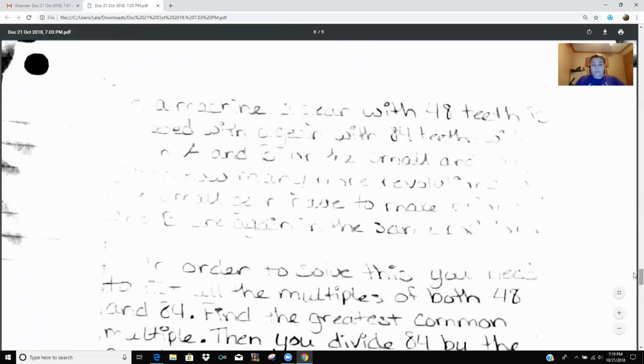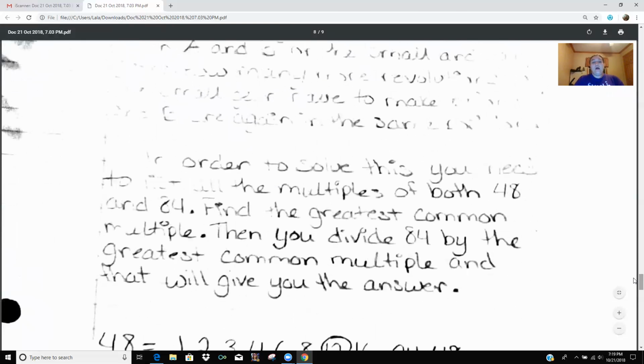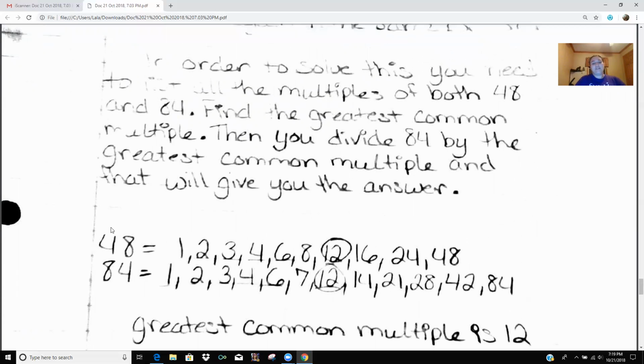So in order to solve this, it sounds a little difficult, but you need to find all the multiples of both 48 and 84, then find the greatest common multiple, which you will divide 84 by, and that will give you your answer. So I've worked it out down here. So the multiples of, not the multiples, factors of 48 is 1, 2, 3, 4, 6, 8, 12, 16, 24, and 48.